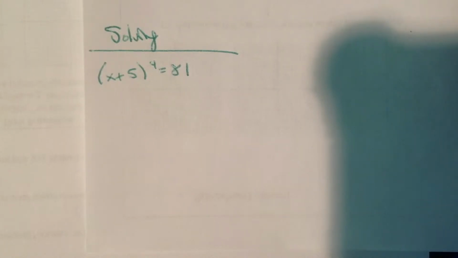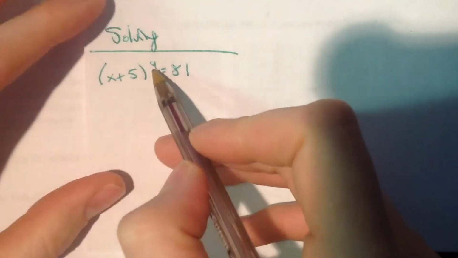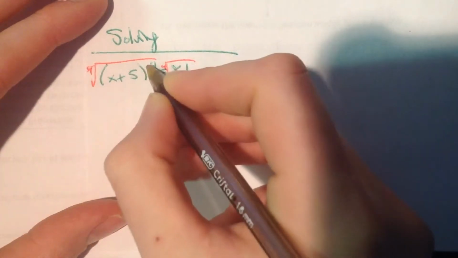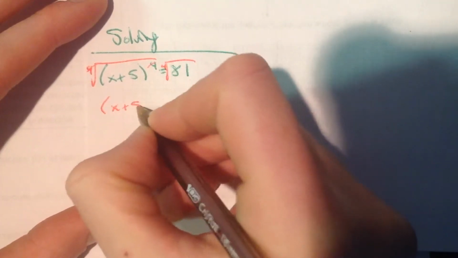Now if we wanted to solve equations like this, so now we've seen a little bit of radicals. Let's say we have something to the fourth power. Just like a square root undoes a squared, what's called a fourth root undoes the fourth power. So when I want to undo this fourth power, I'm going to take the fourth root of one side and the fourth root of the other side. Well, this undoes that, which leaves me with x plus 5.